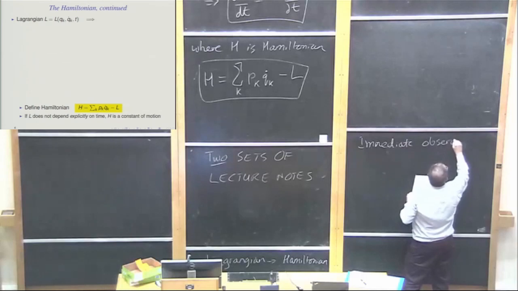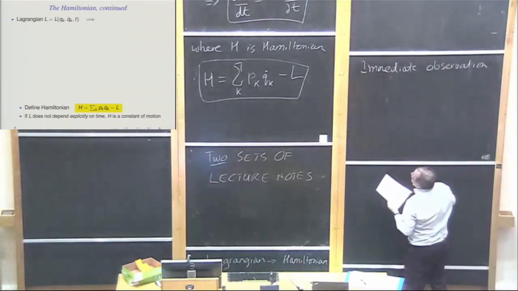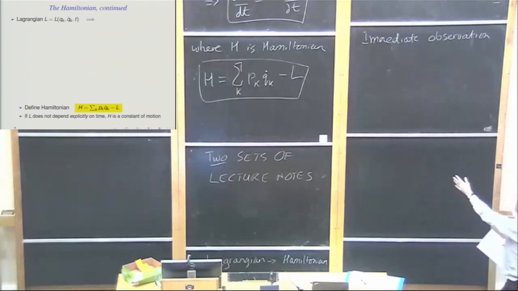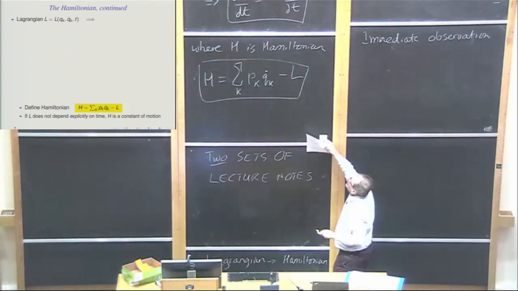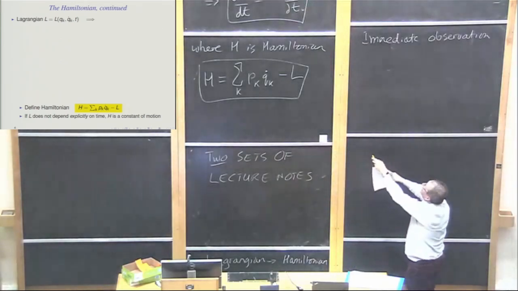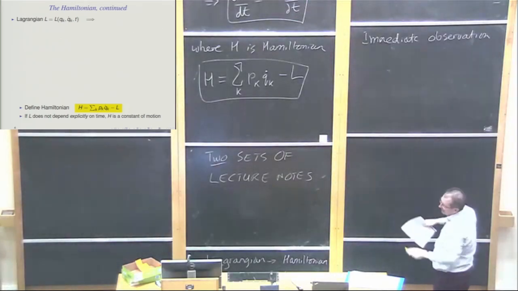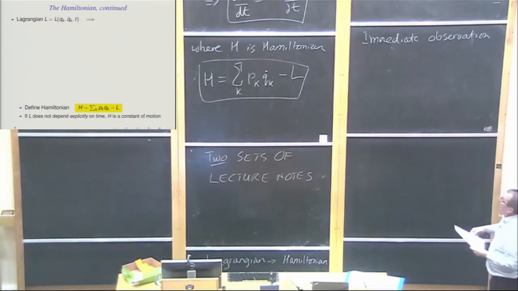Which is that if the Lagrangian does not depend explicitly on time, so if your Lagrangian doesn't have t figuring in it explicitly, then the right-hand side of this will disappear, and you'll have dH by dt equals 0, and hence H must be a conserved quantity. Okay?